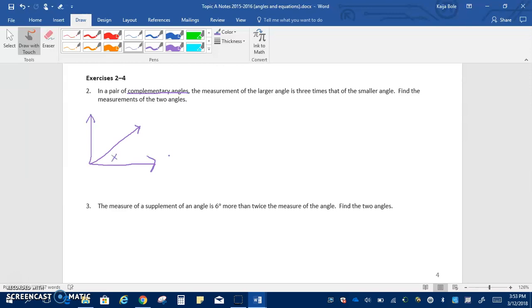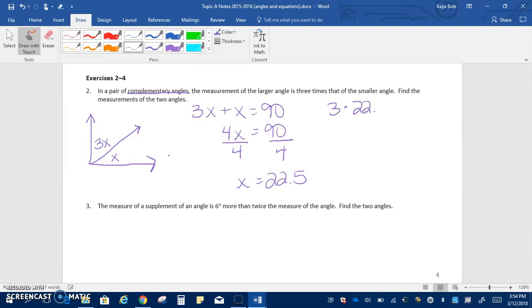So my smaller angle is just going to be x, and then this one's 3 times that, so it'd be 3x. Now when I go to solve for x, again I add them, but this time they're going to equal 90. So I have 4x equals 90, and then I divide by 4 on both sides, and you get x equals 22.5. Again, we have to multiply that by 3 for the larger angle, 3 times 22.5, and that equals 67.5 degrees, and then our other one would be 22.5 degrees.